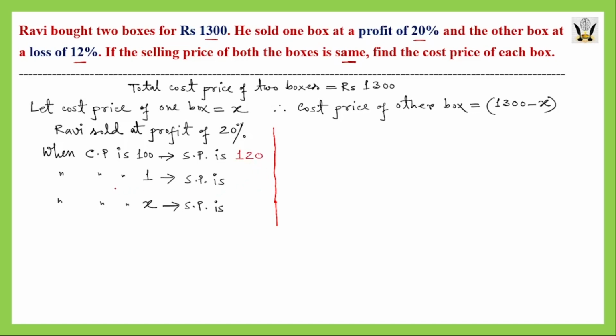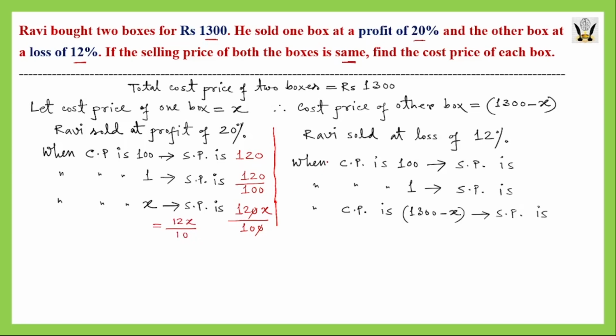Now if the cost price is 1, then the selling price will be 120 divided by 100. And if the cost price is X, which we have assumed, which is unknown, then the selling price will be 120 multiplied by X divided by 100. So it will be 120X divided by 100, or we can simplify further.